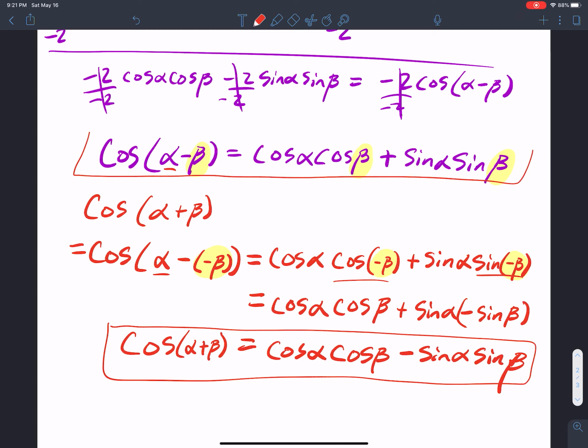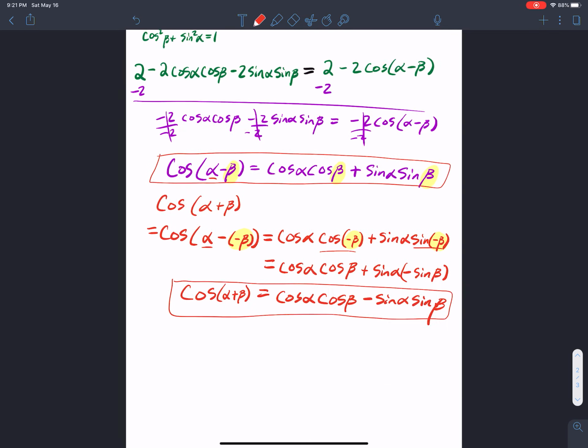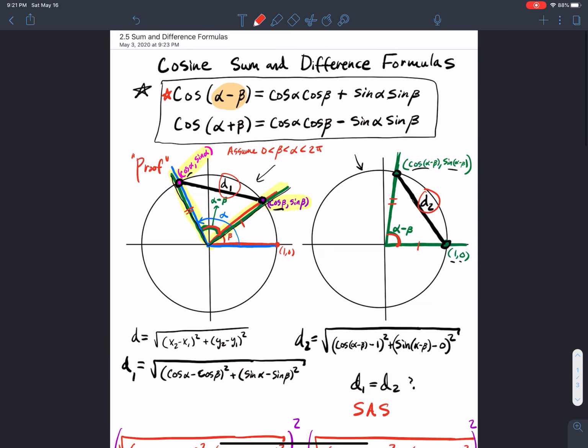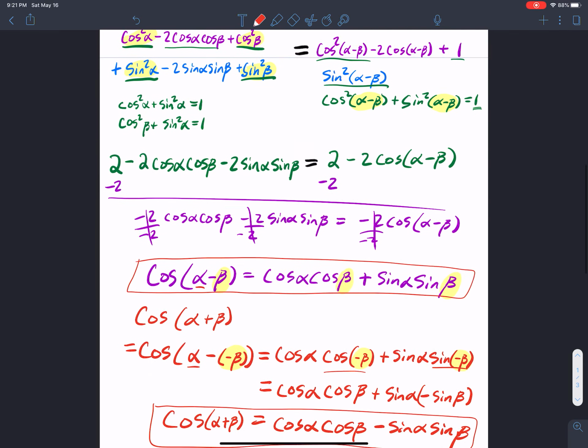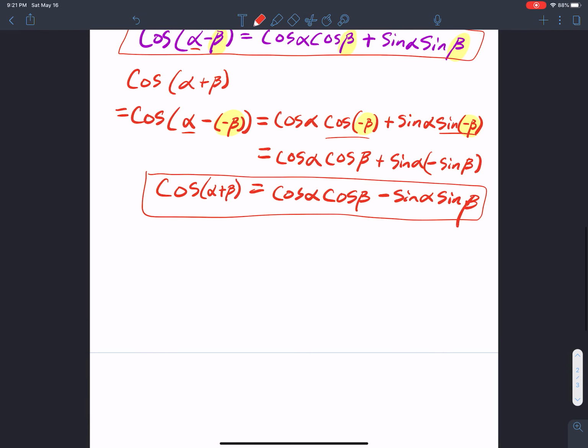This is the difference identity for cosine. How about that, right? So now we have got those proven. Both are proven, and you can use those to figure out the problem. So with that, let's work just a couple of examples.